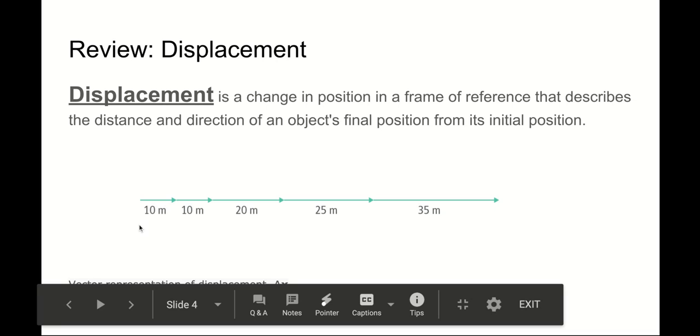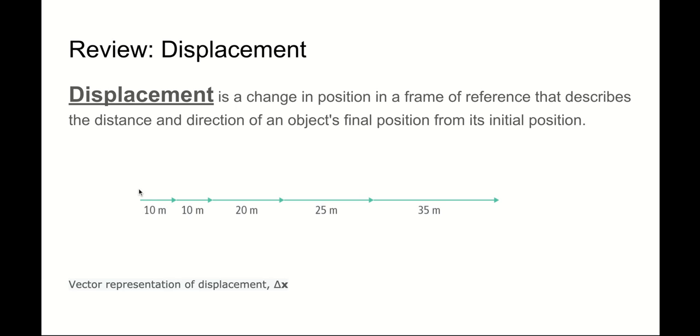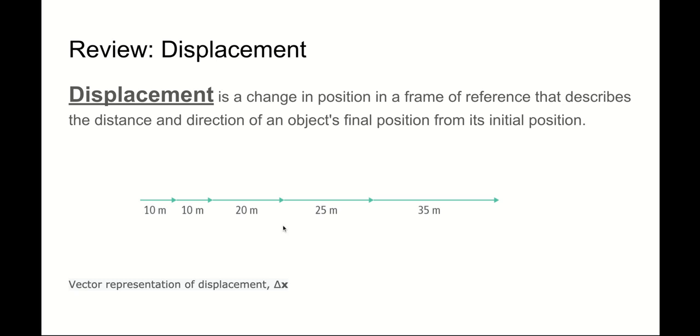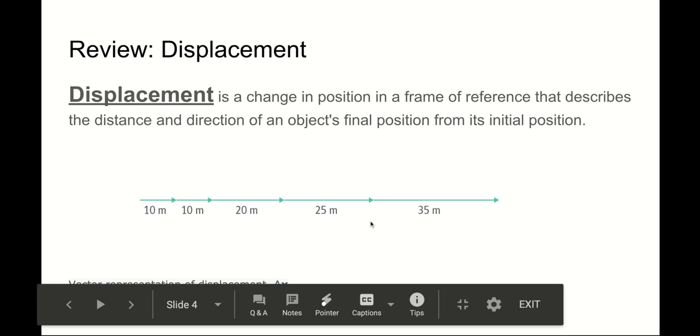So for example, we can see these arrows here are not only showing us the magnitude, but also the direction in which, let's say, a person is traveling. This person may be traveling 10 meters to the right, or in the positive direction. Stop, travel another 10 meters, stop, travel another 20 meters, then travel another 25 meters, and then travel another 35 meters.